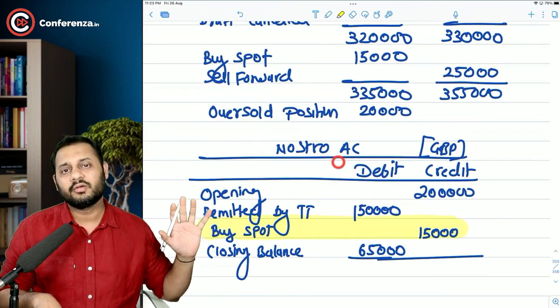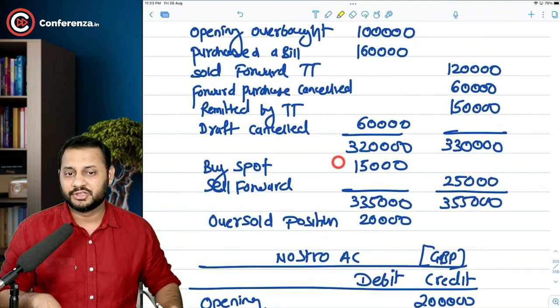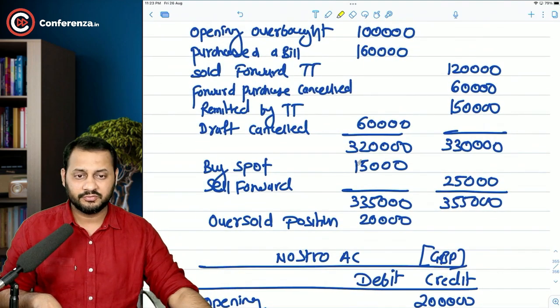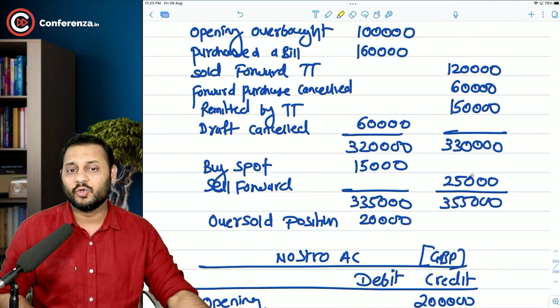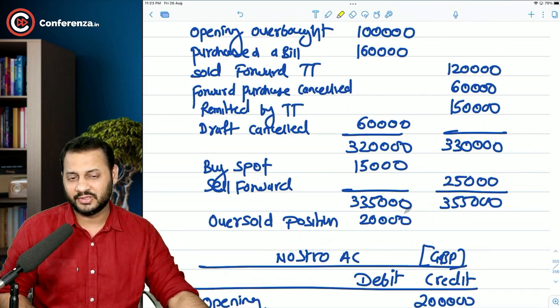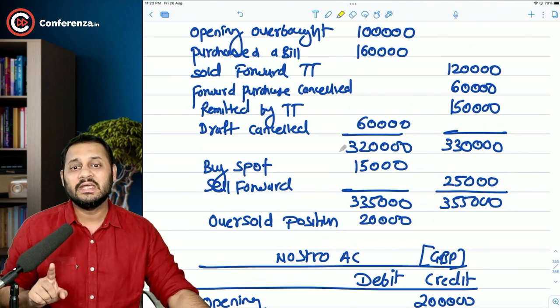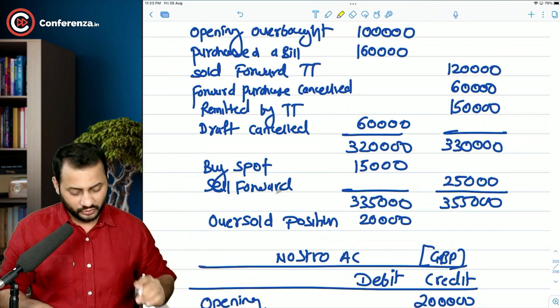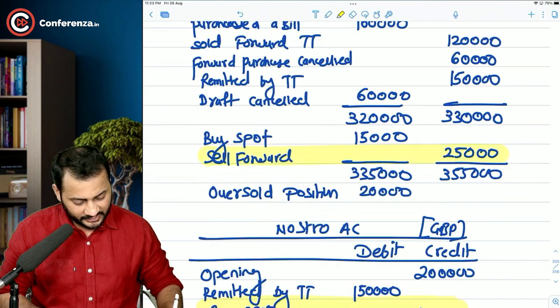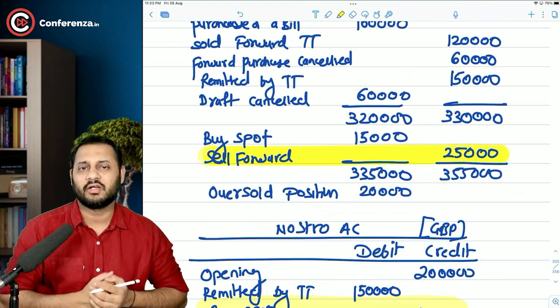The objective of the nostro balance got achieved, but it also affected the position, which resulted in an overbought position of 5,000 GBP. And we wanted an oversold position of 20,000 GBP. So first 5,000 of that, and 20,000 of the oversold position. We sold 25,000 GBP in the forward market, so that it affects only the statement and not the nostro account. So the second transaction that is required is: sell forward 25,000.